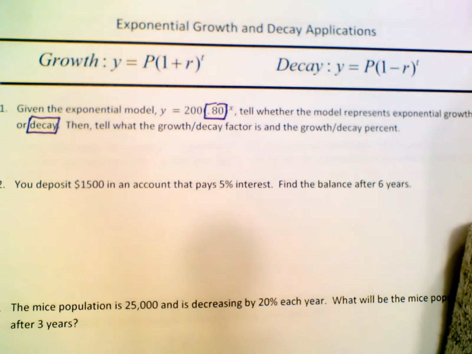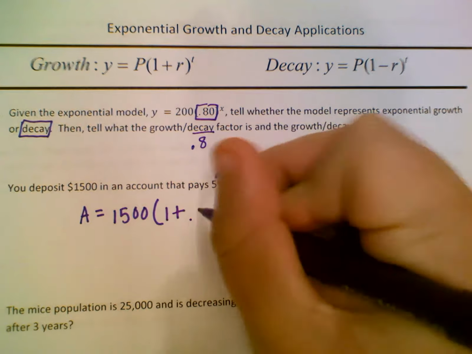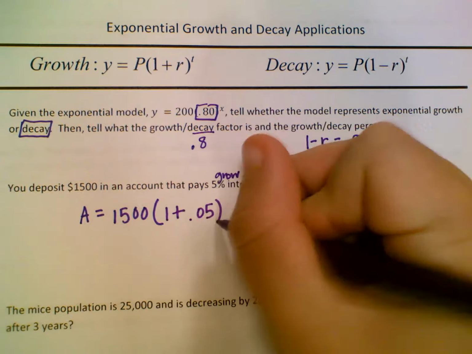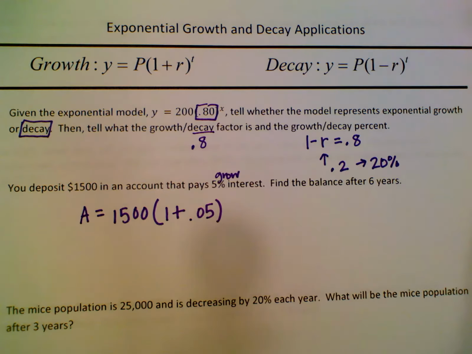It pays 5% interest, so this is going to grow. Because this is a growth function, it's going to be 1 plus 0.05, which is 5%. And you're probably okay, I'm assuming, turning those into percents. If you're not, just take 5 and divide it by 100, out of 100%. It'll tell you the decimal every time.